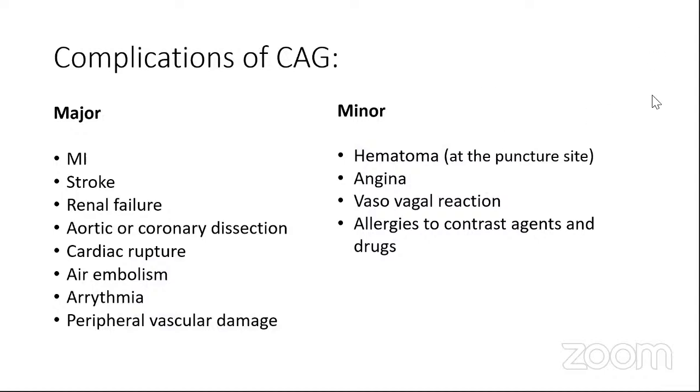Complications of coronary angiograms. Major complications are MI, strokes, renal failure, aortic or coronary dissection, cardiac rupture, air embolism, arrhythmia, and peripheral vascular damage. Minor complications are hematoma at the puncture site, angina, vasovagal reactions, and allergies to contrast agents and drugs.